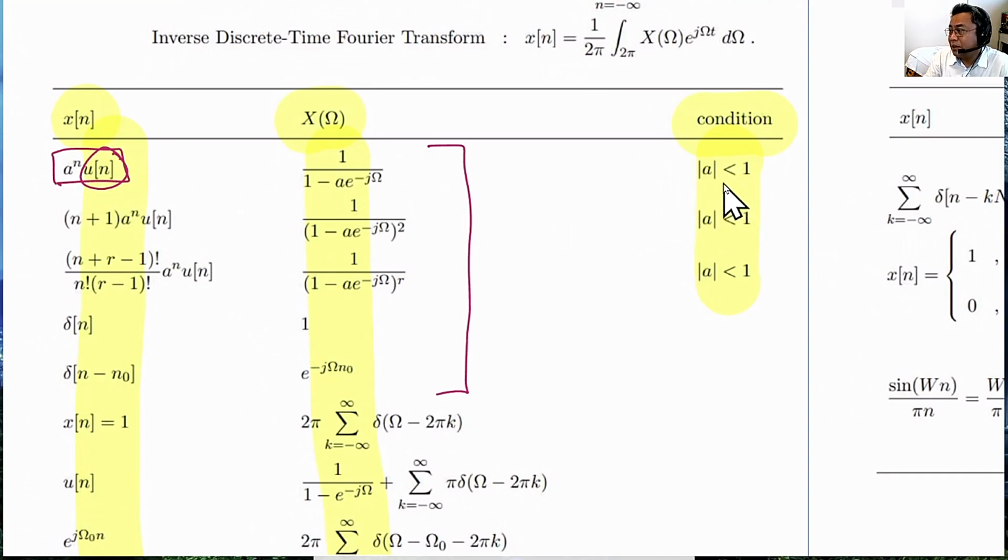So here it says that only for the condition that the absolute value of a is less than 1, X(omega) looks like this. In fact, this looks very similar to the Z transform or the Laplace transform of the exponential signal. And you have more of these examples here, and typically in this course you can just use this lookup table unless the question explicitly asks you to derive X(omega) from a given x[n].